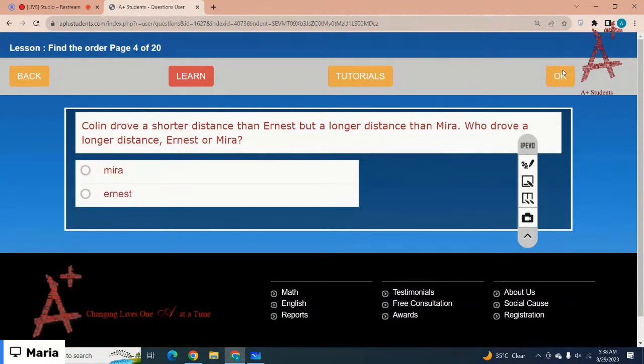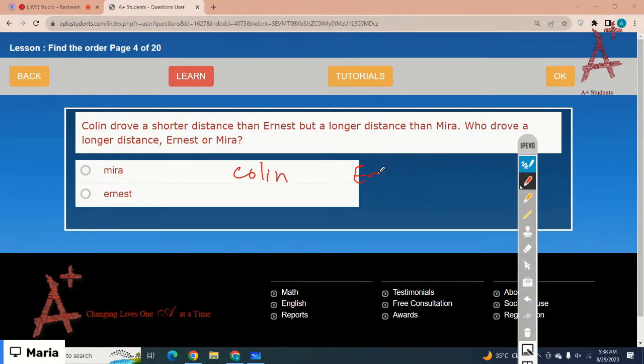Colin drove a shorter distance than Ernest, but a longer distance than Mira. Who drove a longer distance, Ernest or Mira? Okay, Colin drove shorter than Ernest. So Colin is shorter than Ernest, but a longer distance than Mira. That means Mira has the shortest one. The question is who drove the longer distance? Ernest, Mira. Ernest drove the longer distance. So the correct option is Ernest.